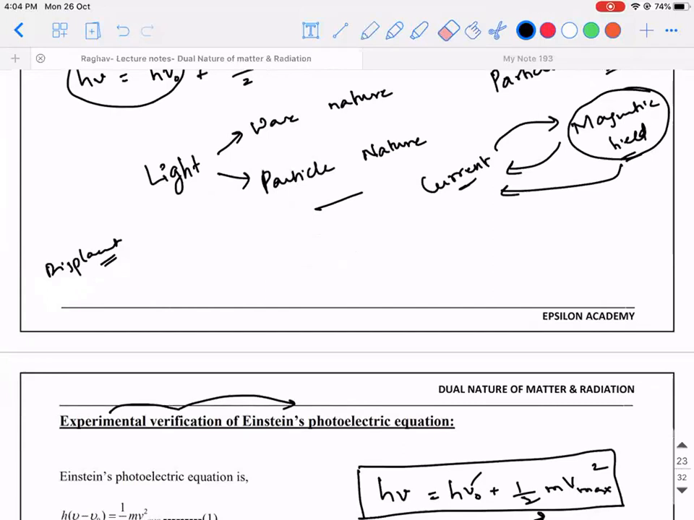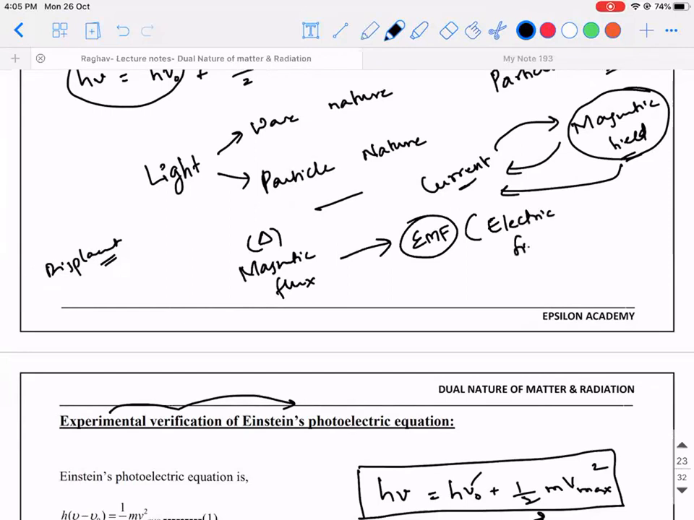One more thing is Faraday's law of electromagnetic induction. What does it state? By changing magnetic flux, you can generate current, that is EMF. EMF is related to electric field, accepted? Because EMF means potential difference, and we know that potential difference and electric field are related: E is equal to minus dV by dr. So electric field is the negative of the potential gradient.